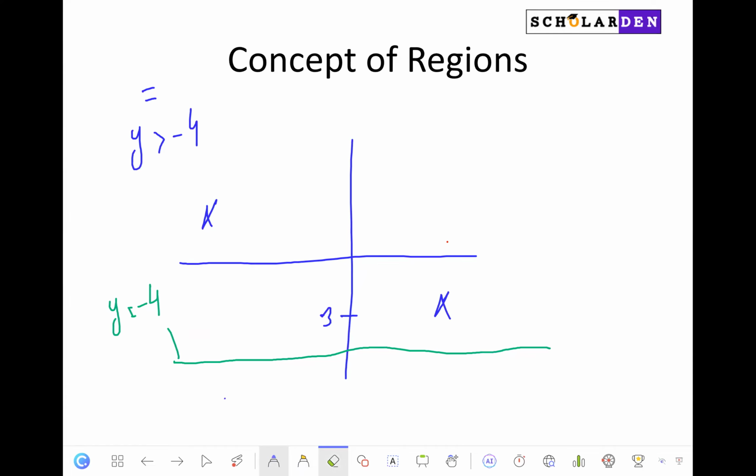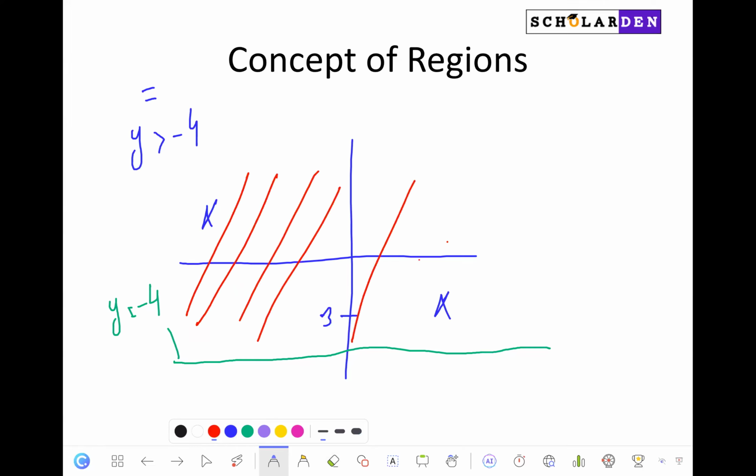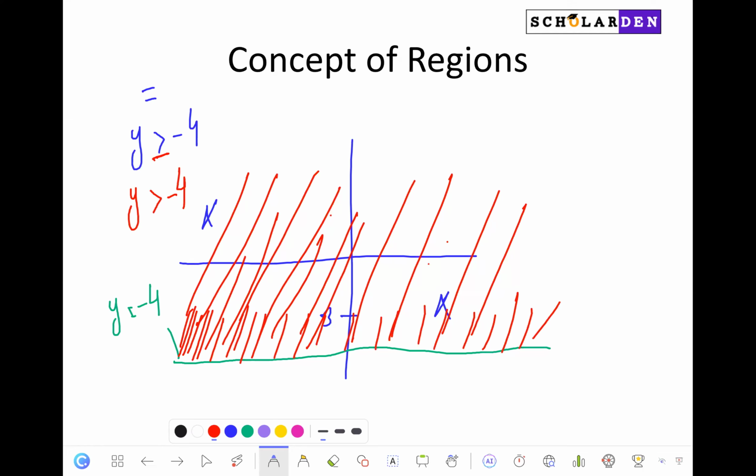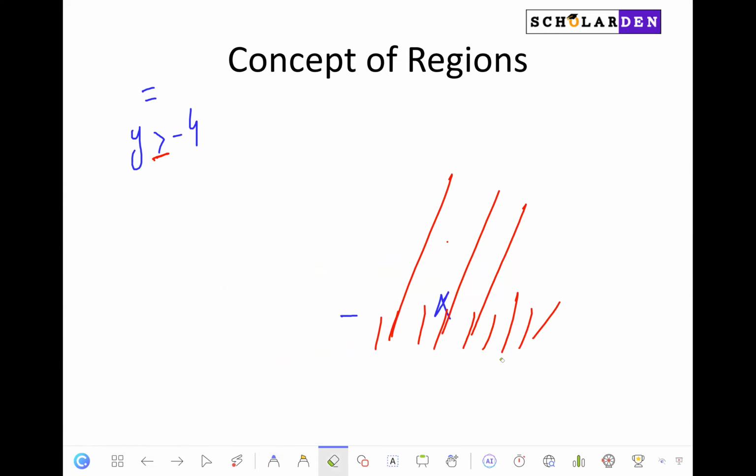Okay, so let's now draw the region. What the region is going to look like is all the set of points that lie above this line. Yes, I'm going to come to whether the boundary is included or not. Because this is strictly greater than, the equation says that y has to be greater than -4. So this boundary is not part of the region. And any point that lies above this line is a valid region. I hope that this concept of regions is clear.